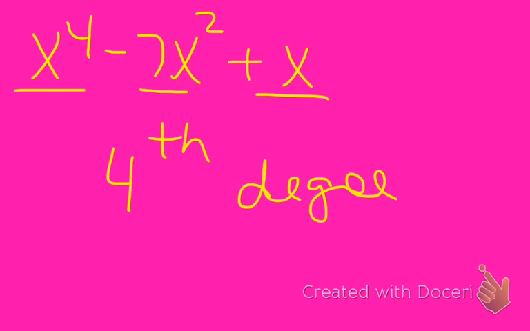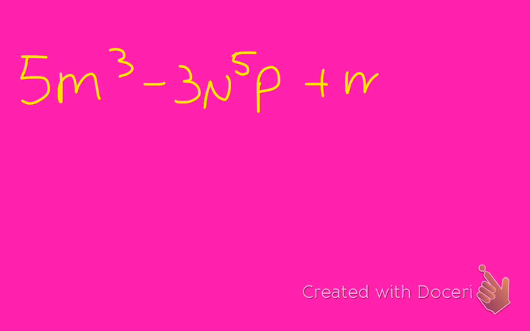Okay? Let's do this one. 5m to the 3rd minus 3n to the 5th p plus mnp. 6. Okay? So 6th degree. And how did you decide that? Because 6th is the high... no, it's not.